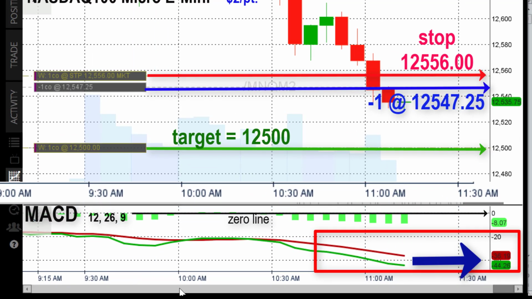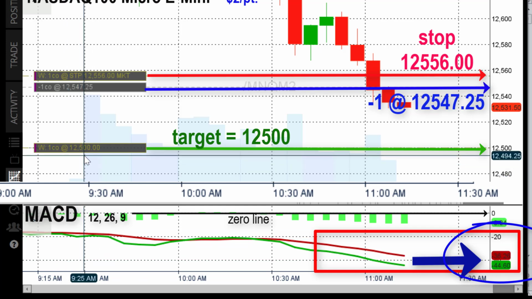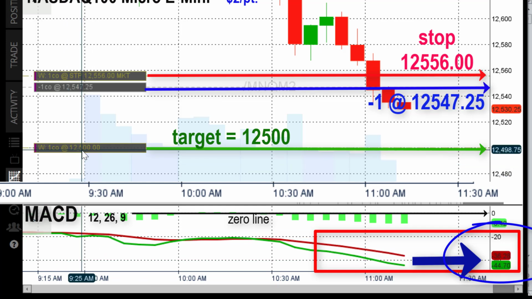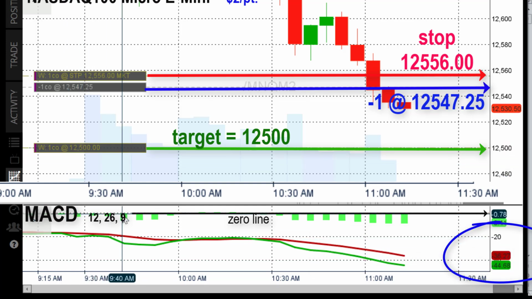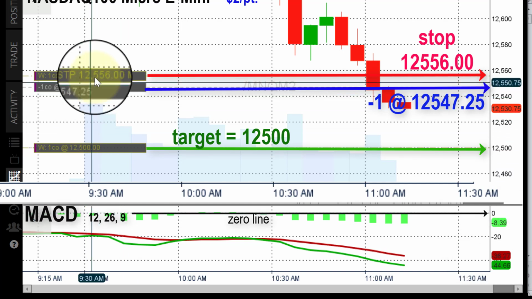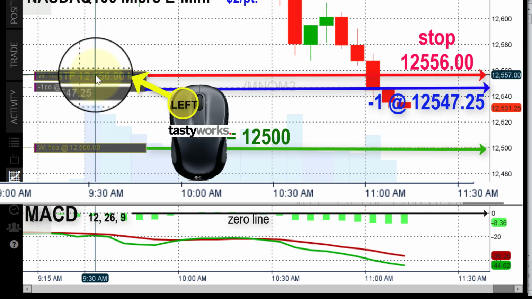See the red rectangle in the bottom down there on the MACD and that blue arrow? Those numbers in the red and green in the right margin there, minus 35, minus 44. You know this from experience. There's no way you'd know unless you traded a little bit, but those are really steep negative numbers, and therefore I'm not afraid to keep that stop up there at 12,556, at least for a little while.